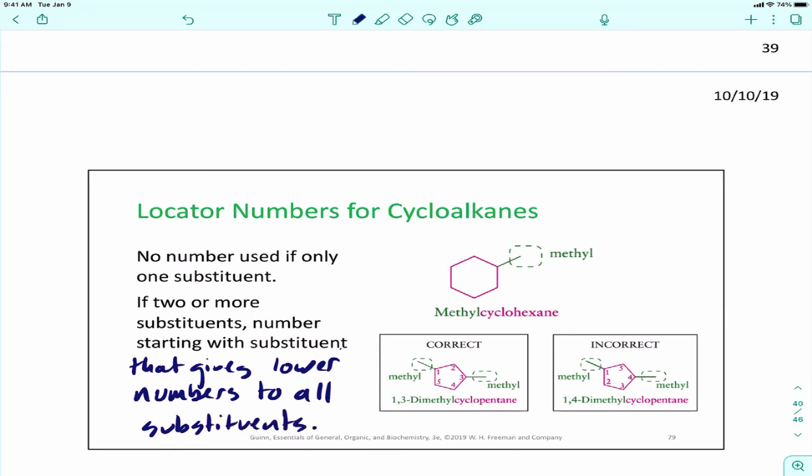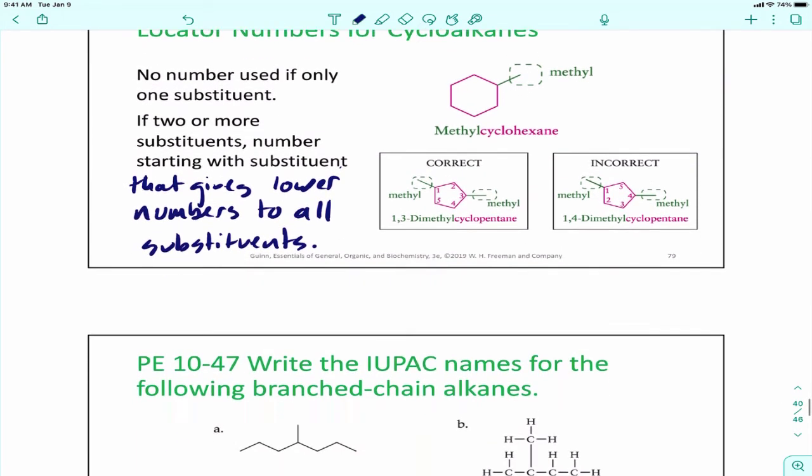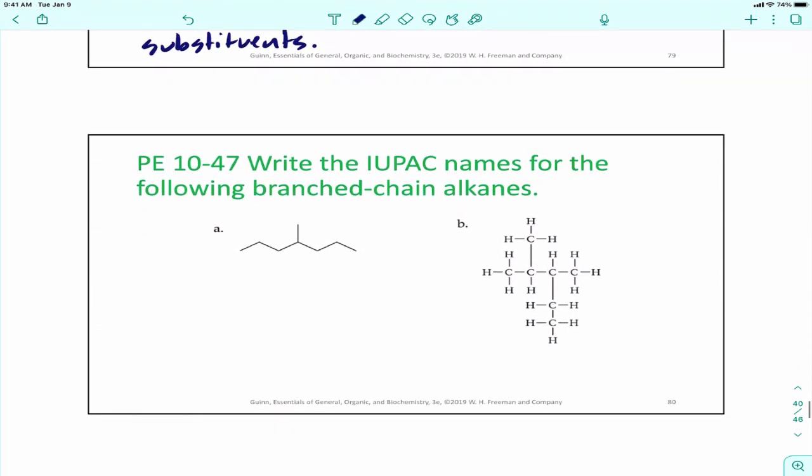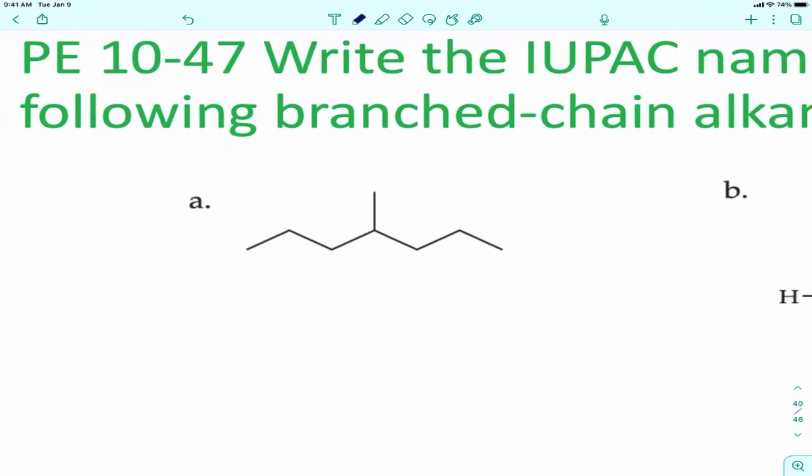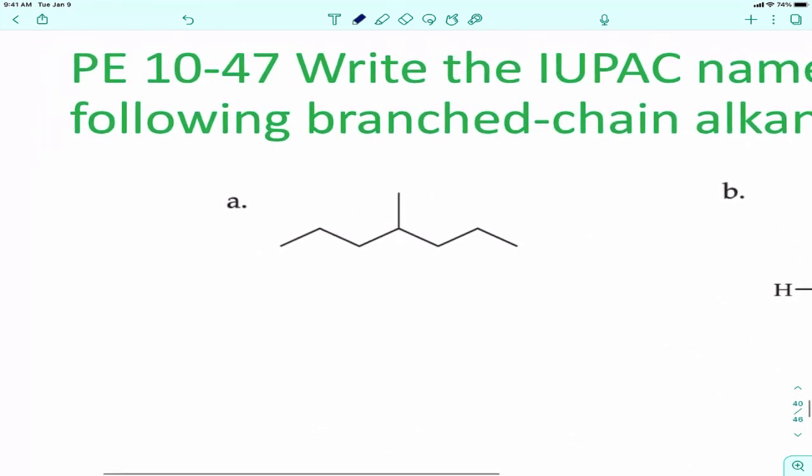So when it comes to ring structures and you've got two or more substituents coming off of a ring, you want to number the ring in such a way that all the substituents on the ring get the lowest numbers possible. Okay, well, let's try this out. Let's try to name a couple of compounds. So here's compound A. Let's follow our rules.